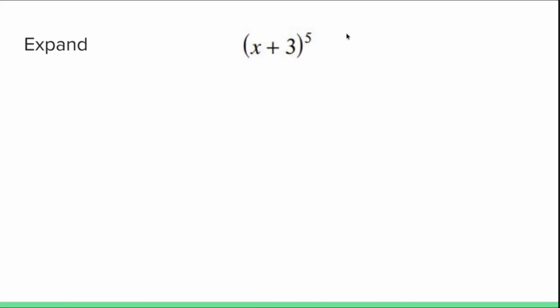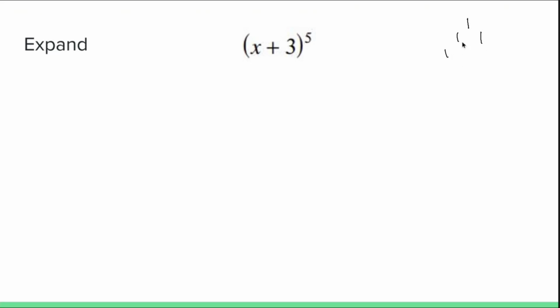Time to use the binomial theorem. First things first, before we do the binomial theorem, we have to create what's called Pascal's triangle. This is going to be a degree of 5, so we need to build 6 levels of Pascal's triangle. Level 1 is a 1, level 2 is a 1 and a 1, and then level 3 on out is going to be the sum of the previous numbers right above it.